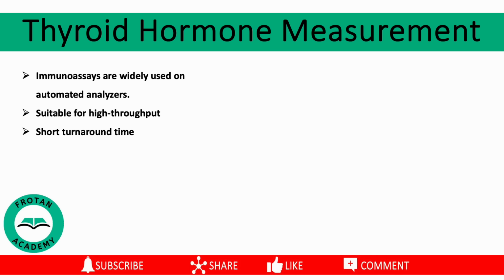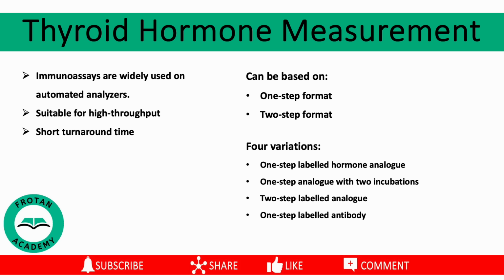Immunoassays are widely used on automated laboratory analyzers and can be based on a one-step or two-step approach. They are suitable for high-throughput laboratories due to their rapid results turnaround time. There are four commonly used immunoassay formats to measure free thyroid hormones, and they include one-step labeled hormone analog, one-step analog with two incubations, two-step labeled hormone analog, and one-step labeled antibody approach.